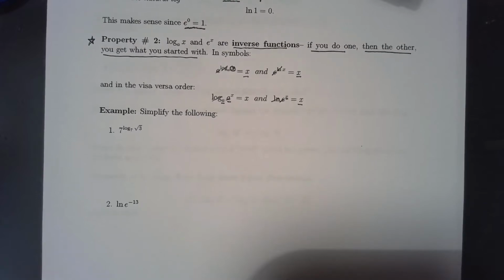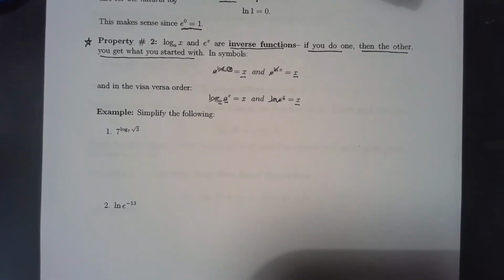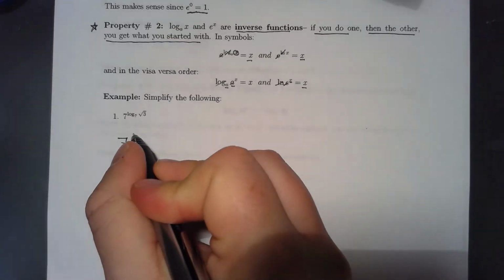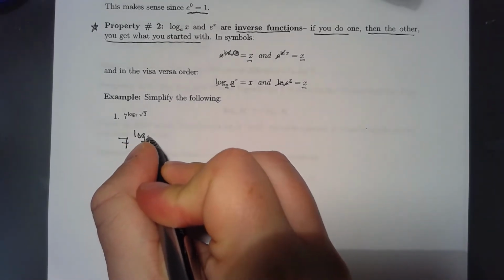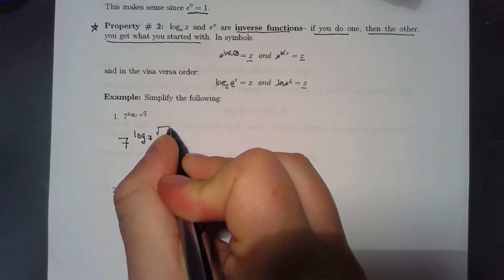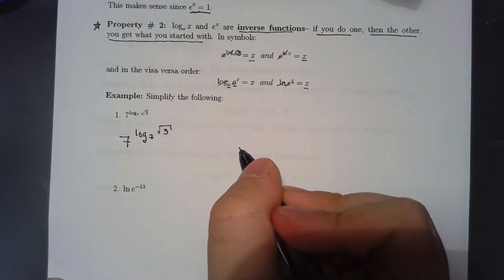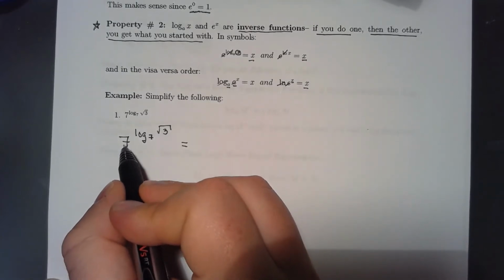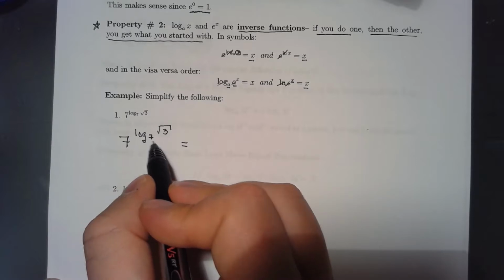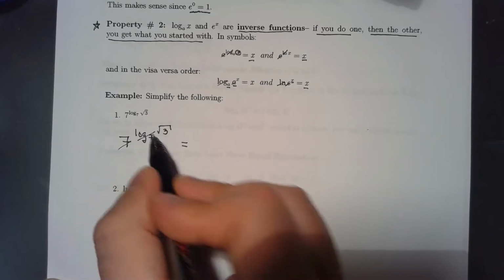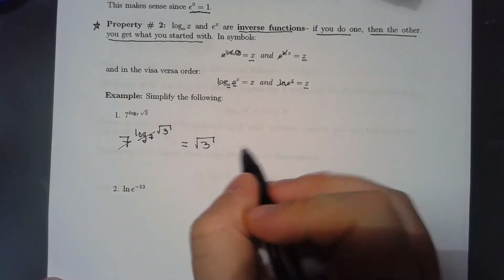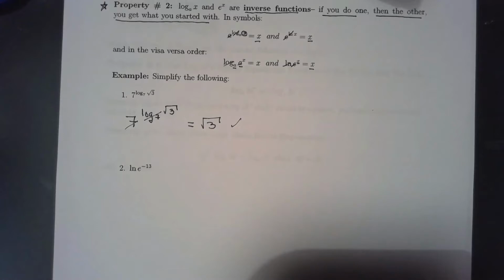So to simplify the following, I have 7 raised to the power of log base 7 of the square root of 3. All right. Well, since the base of this exponent is 7 and the base of this logarithm is 7, they essentially undo each other, and I'm just left with the square root of 3. That's it. I'm just left with that. They just undo each other.